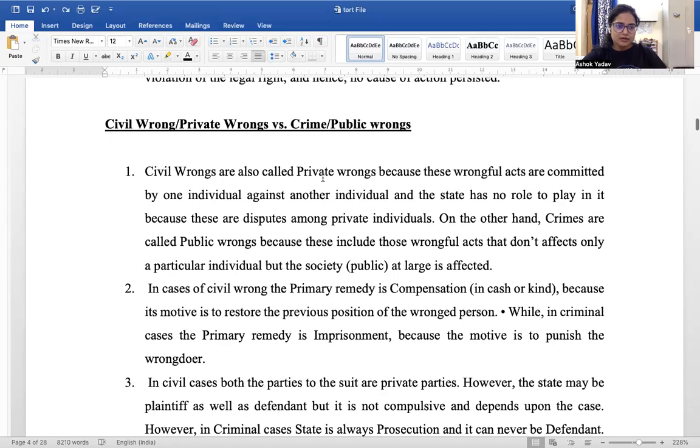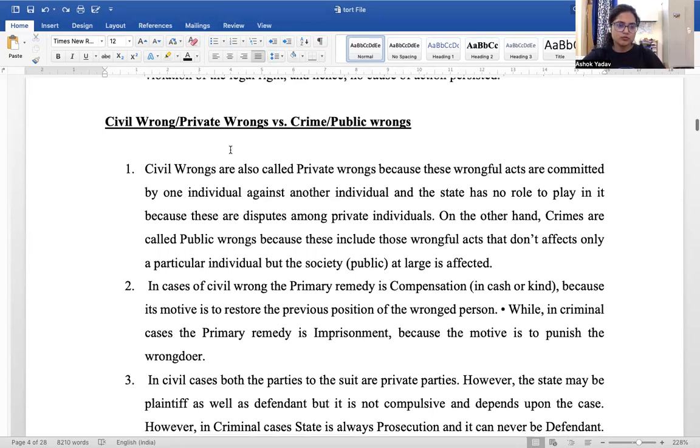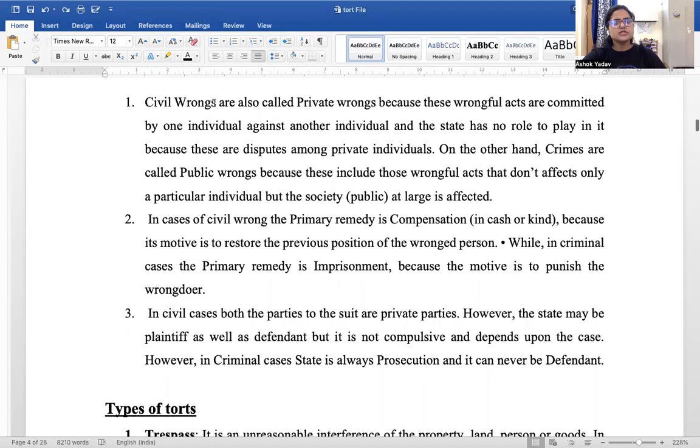Now let's read the difference between these two terms, that is civil wrong, which is also a private wrong, versus crime or public wrong. Civil wrongs are also called private wrongs because these wrongful acts are committed by one individual against another individual, and the state has no role to play in it, because these are disputes among private individuals.